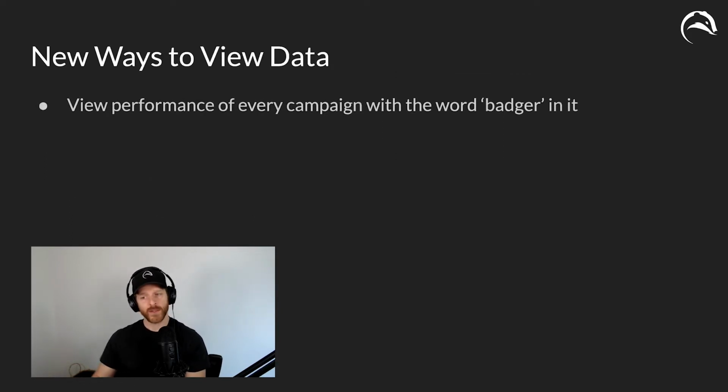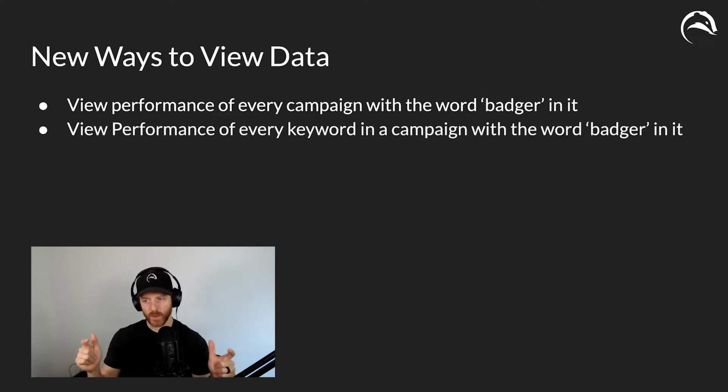So let's talk about new ways to view data before we go and look at the filters. Let's say you wanted to view the performance of every campaign with the word badger in it. So you would go to your campaign view and you type in the word badger, and then you'd find all the campaigns with the word badger inside of it. But what if you wanted to do something slightly different and still incredibly useful? Change up your workflow, make it more efficient. Instead of viewing the campaigns with the word badger in it, why don't we view the keywords of every campaign with the word badger in it? Now all of a sudden you can begin to optimize much more efficiently.